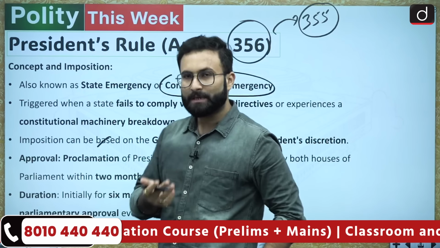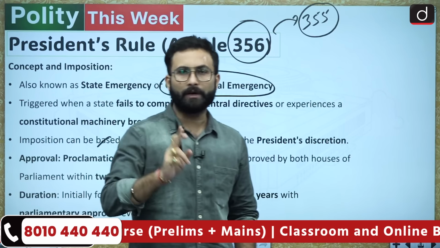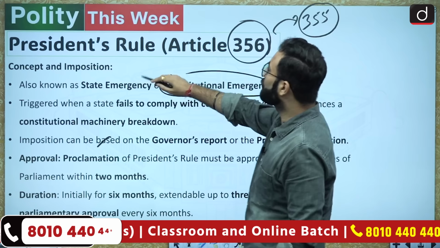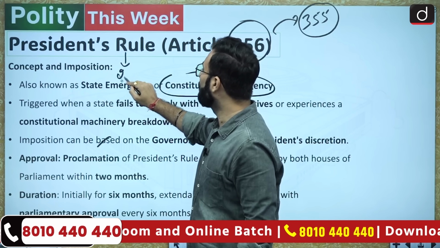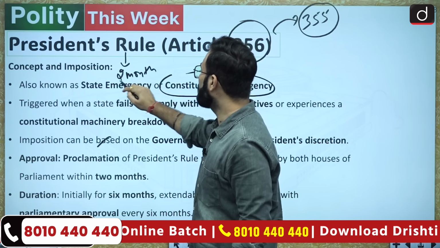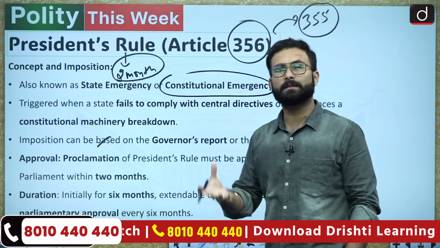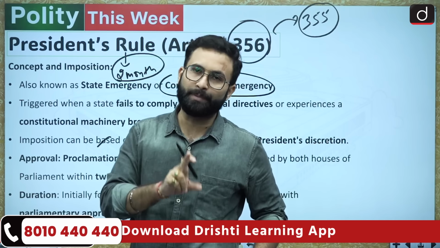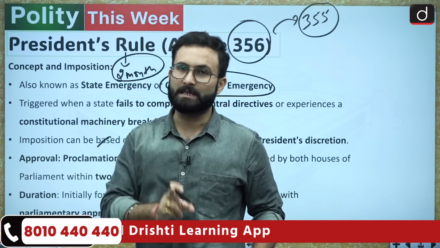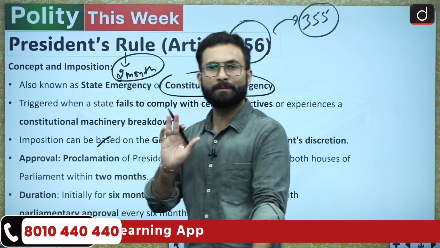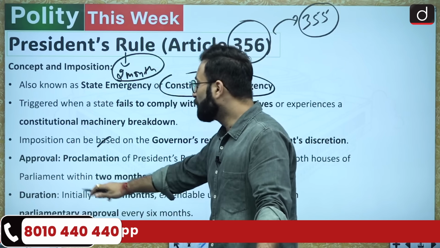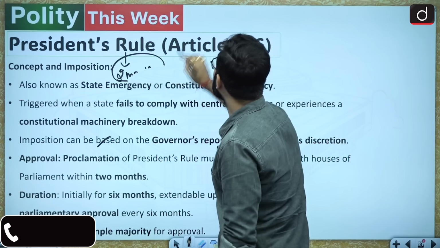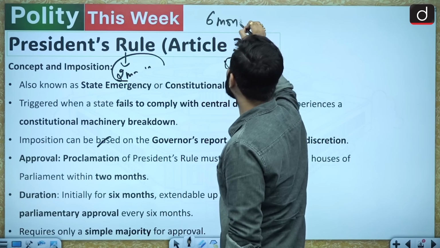Now talking about the approval. When we talk about the national emergency, approval has to be taken within 1 month of the proclamation. But in case of state emergency or president's rule, you have to take the approval within 2 months from the date of the proclamation, okay. Within 2 months you have to get the approval from both houses of parliament, okay. Now for the approval you require a simple majority. In case of national emergency, a special majority is required. Here you require a simple majority, okay. So that is given over here. Duration: once the proclamation is made and approval is given, there will be a duration of 6 months, okay.